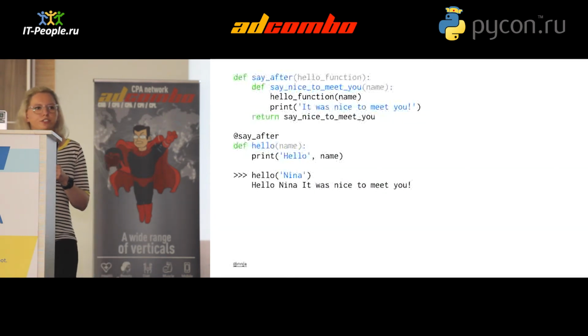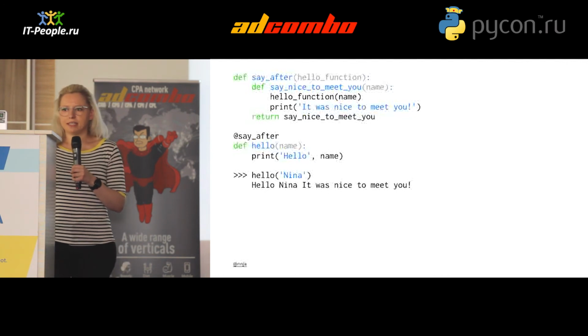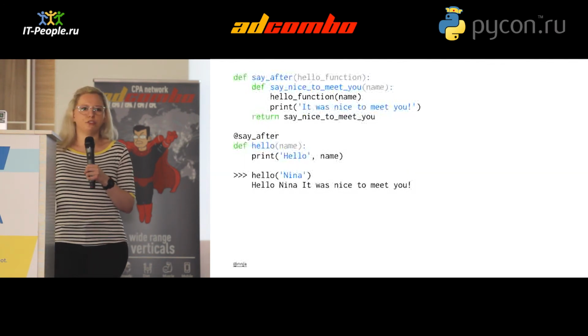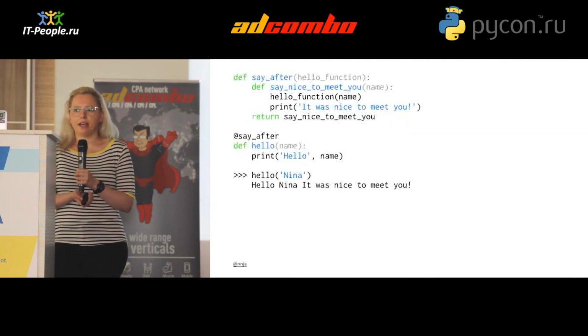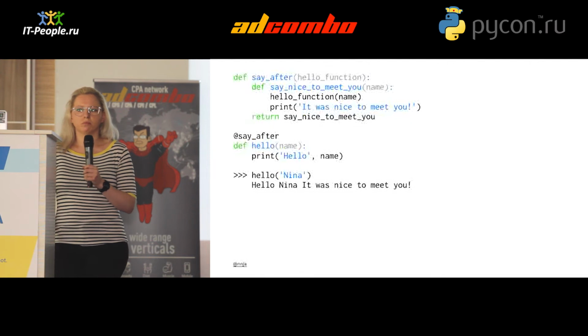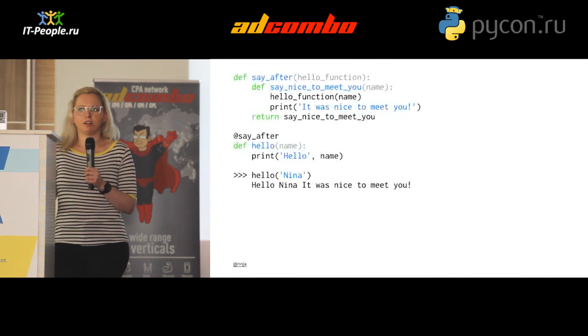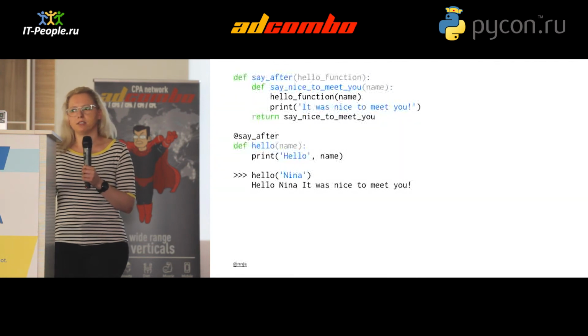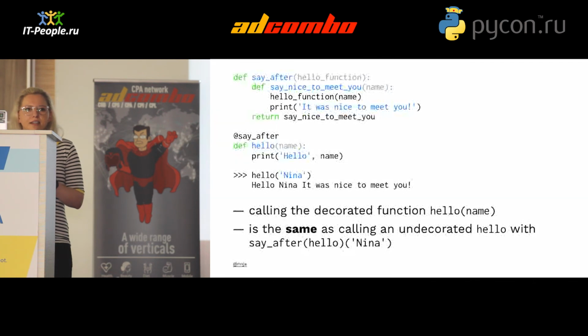So what decorators do is they just wrap that function for you. In this case, it's doing the same thing as we saw in the previous example, except now I can just call hello Nina, and the function itself is the one that knows that it's wrapped in the say after decorator. So it's the same thing as calling that undecorated hello.